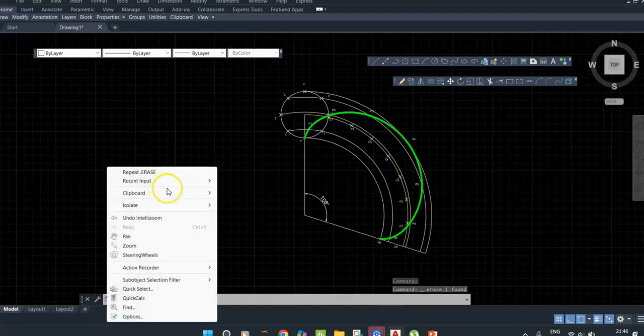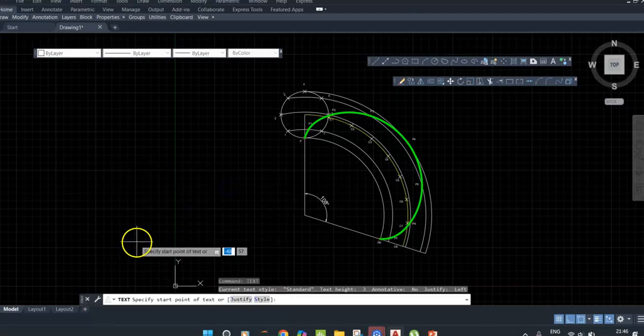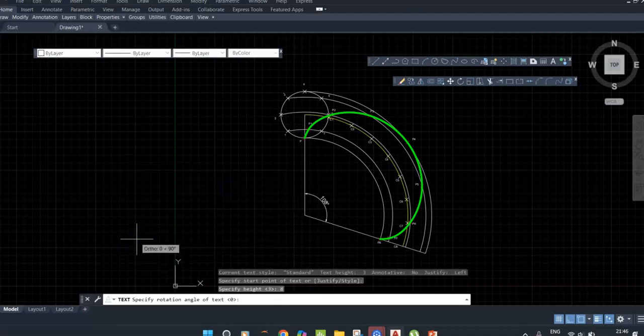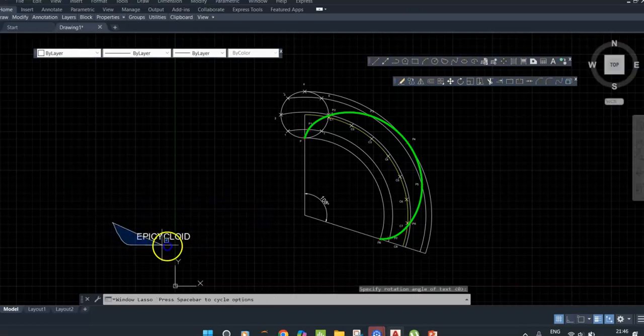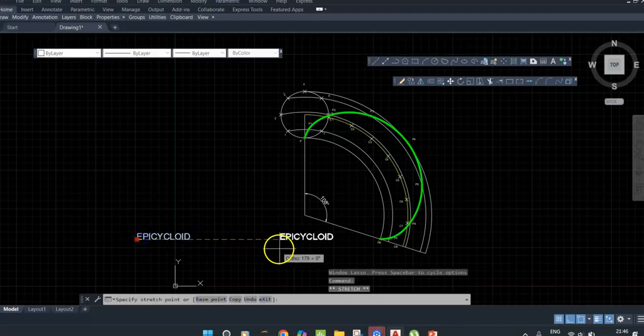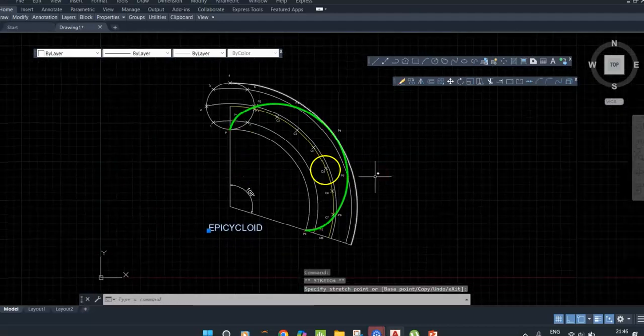Now again use the command text and write the text epicycloid. In this way we will generate the epicycloidal curve.